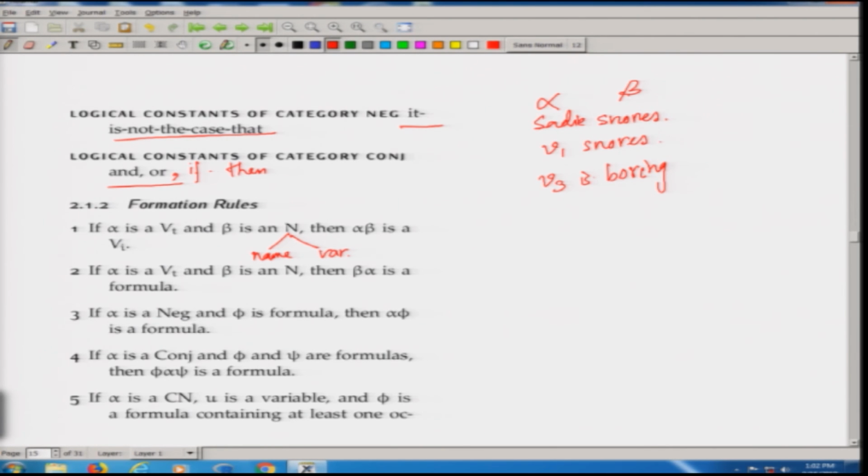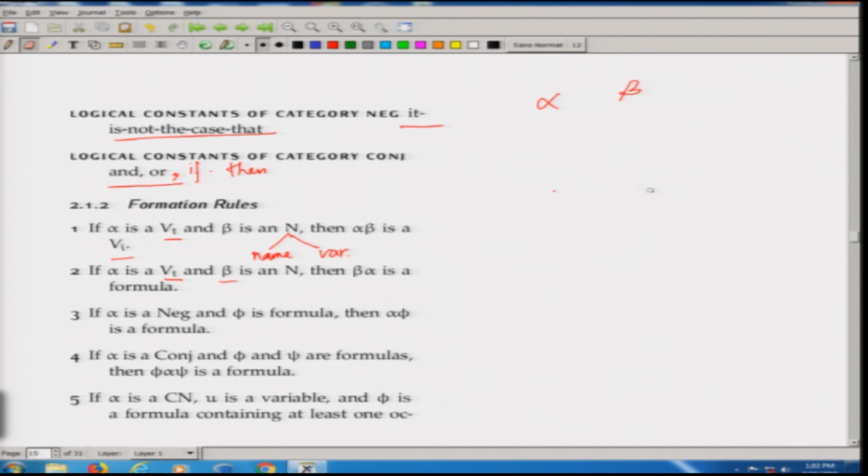What is the second rule? The second rule is if alpha is a Vt and beta an n, then beta alpha is a formula. So now we first converted a Vt into a Vi, and then I think I need to revisit what I said. So this rule will rather be this. I'm sorry for this mistake.